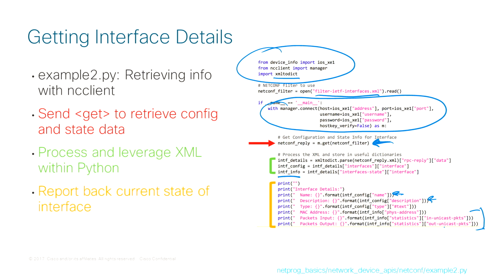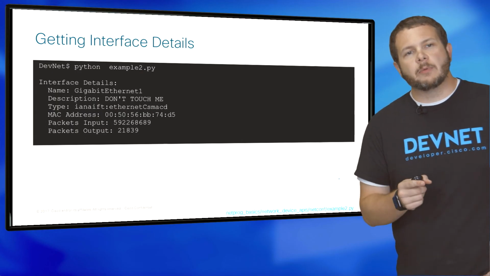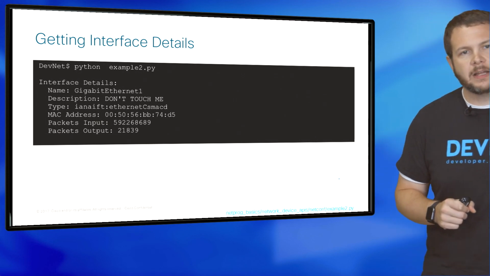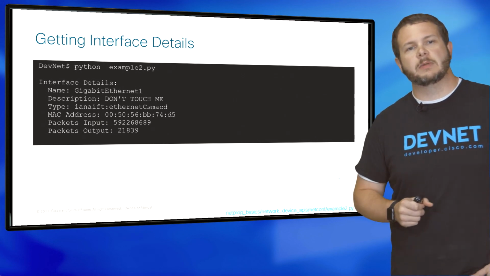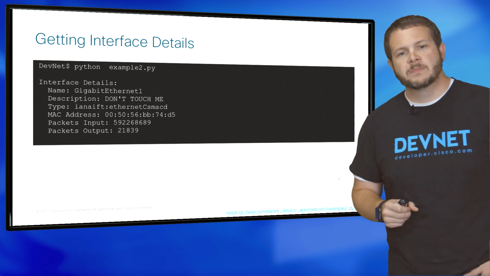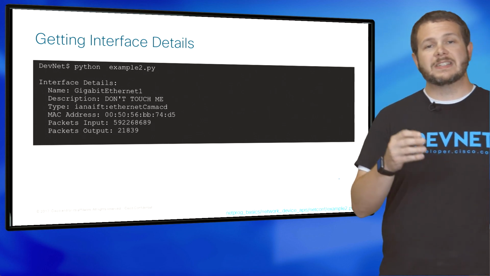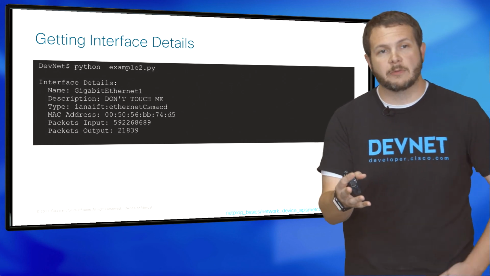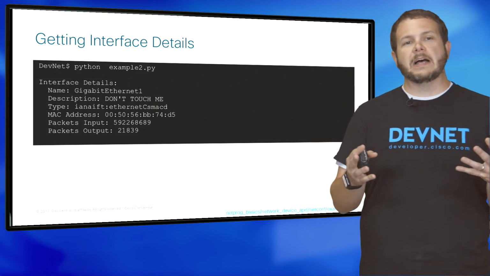Now if we look at the output of this, let's take a look at what it looks like when we run it. So when we run example 2 inside of Python, it prints out all of the details about GigabitEthernet 1 that are out there. It shows us its name, its description, its type. Now in this case, this is something that we may just as easily be able to get using CLI information. So you may wonder, what's the value here?